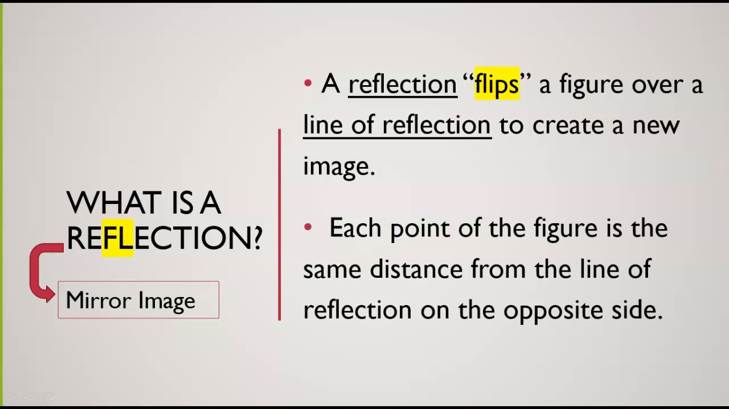Something else you need to know is that each point of the figure is the same distance from the line of reflection on the opposite side. Another bullet point? Yes. Remember yesterday we were using patty paper to flip, but I also told you you could count how far it is from that x-axis or the y-axis and go the same number of spaces on the other side. That's what that second bullet point is. It has to be the same distance from the line of reflection. And for us in 8th grade, our line of reflection will always be either the x-axis or the y-axis.